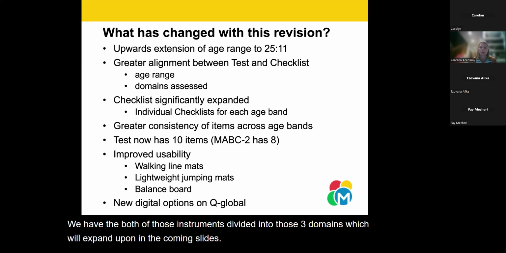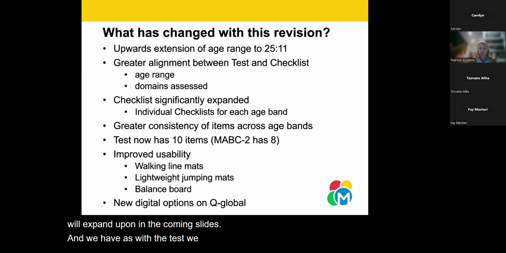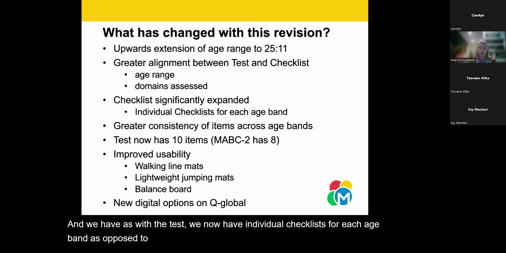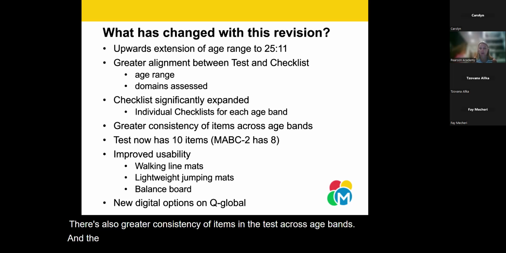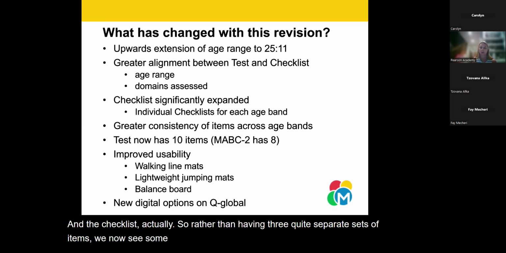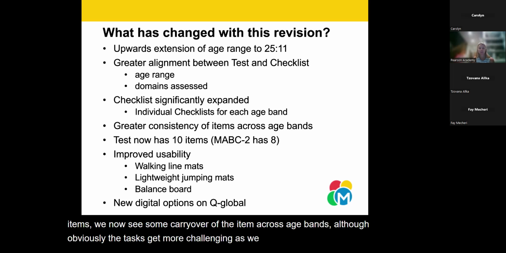And as with the test, we now have individual checklists for each age band as opposed to just one. There's also greater consistency of items in the test across age bands and the checklist actually. So rather than having 3 quite separate sets of items, we now see some carryover of the items across age bands, although obviously the tasks get more challenging as we increase the age of the examinee.